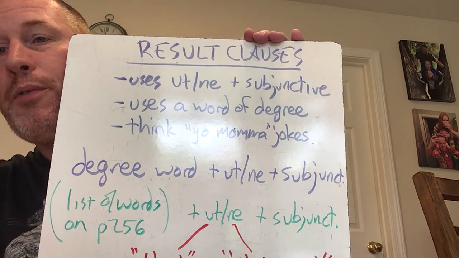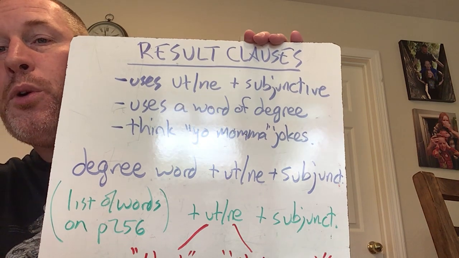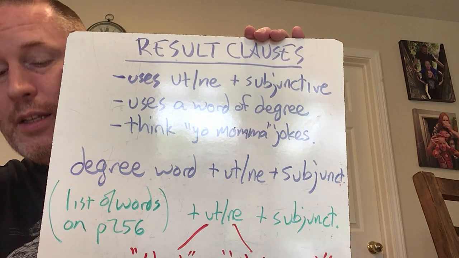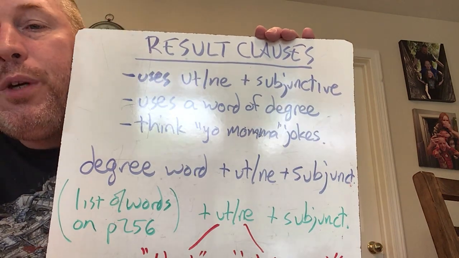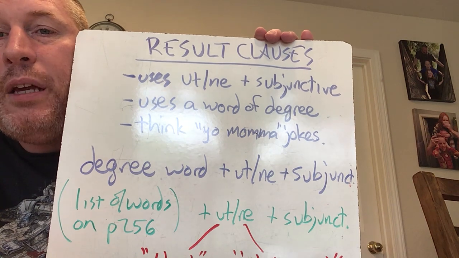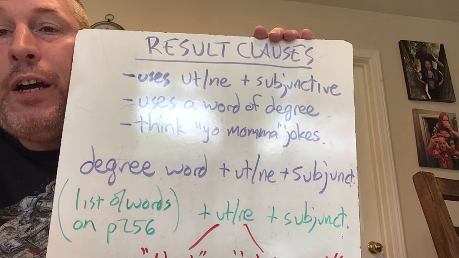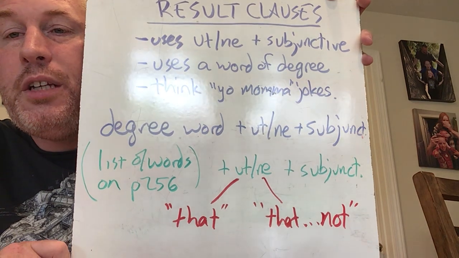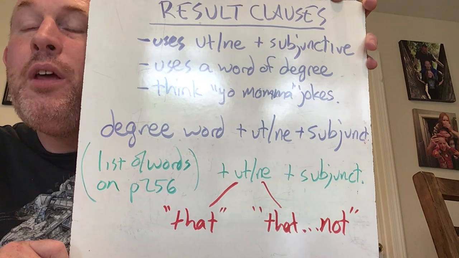So if you see a subjunctive, I want you to backtrack. Look for a cum. Don't see the cum? Look for an ut or ne. If you see an ut or ne, now look for a degree word, which you will see at the bottom of page 256. If you see a degree word and an ut or ne, ut means positive, ne means negative: ut means that, ne means that not. Then you can find that you've got a result clause. I gave you a list of the words on page 256. That's not the total list, but that's a good one to start with.